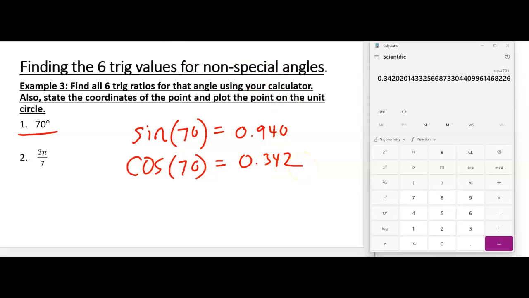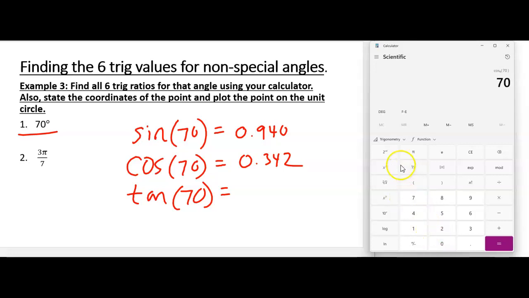Next, I'm going to go ahead and do tangent. Tangent is on the calculator as well. So we're going to do 70, find the tangent button and push that. And tangent is 2.747.